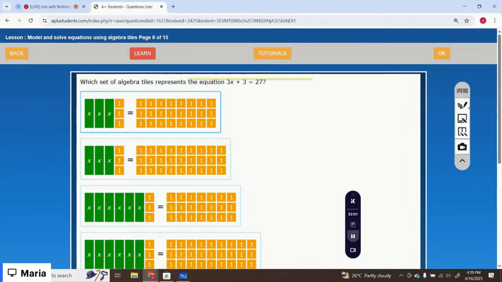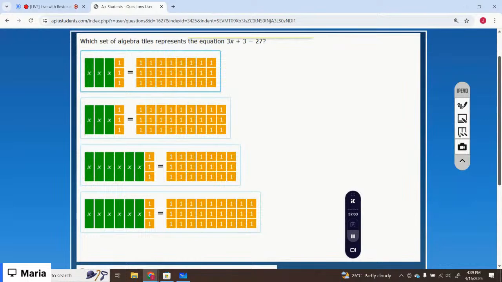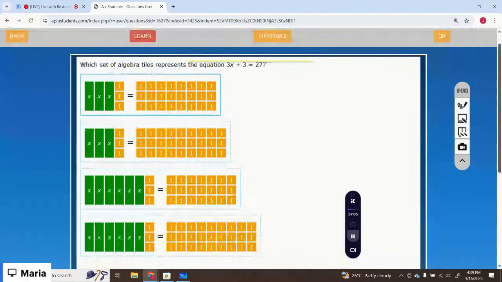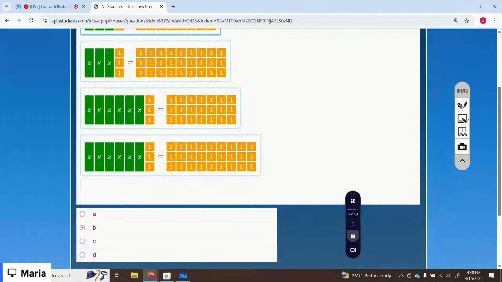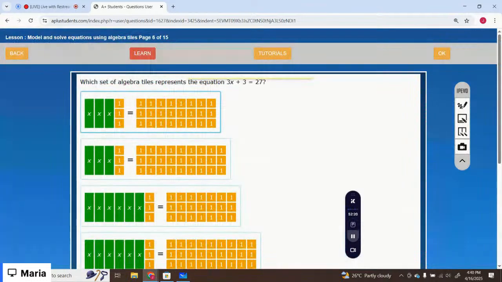Which set of algebra tiles represent 3x plus 3 equals 27? Option number B is the correct option. 1, 2, 3, 4, 5, 6, 9. Yes, option number B is the correct option. Okay, we can complete the lesson by yourself later today.